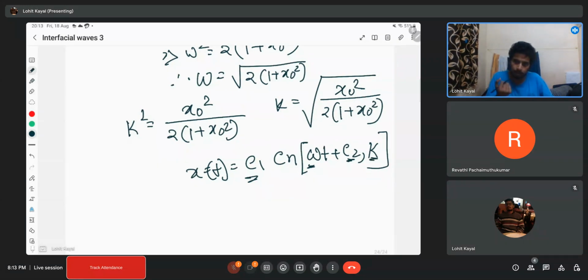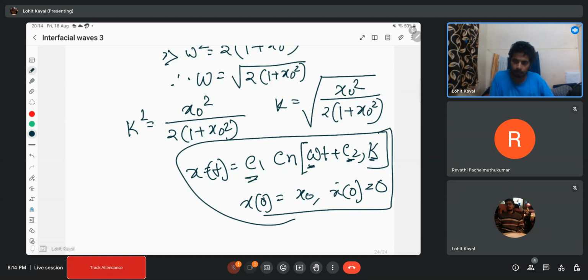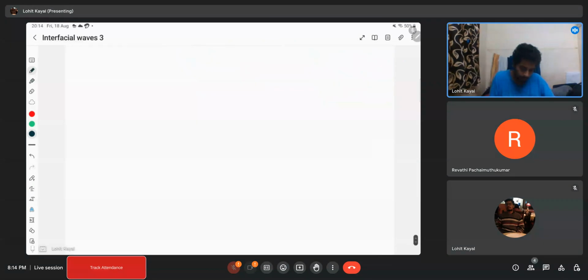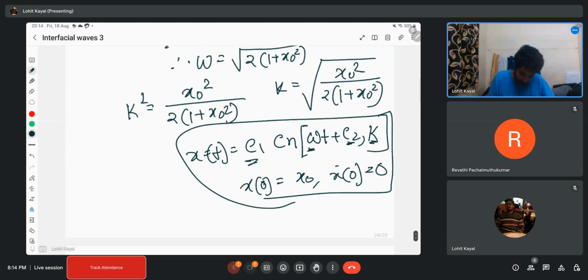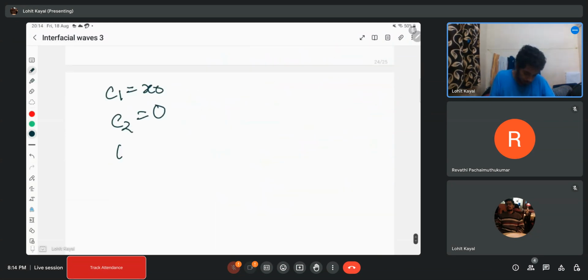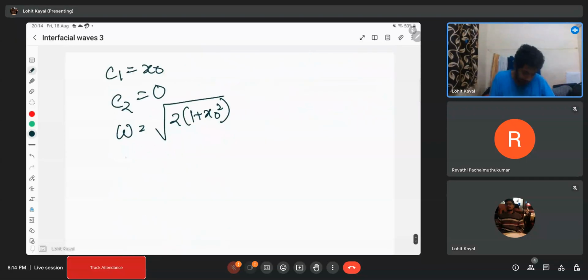Okay, and you are provided with only two pieces of information: x of 0 equal to x naught and x dot of 0 is 0. Finally, you have found that c1 equal to x0, c2 equal to 0, omega equal to square root of 2 into 1 plus x naught square, and k equal to x naught by square root 2 into 1 plus x naught square.